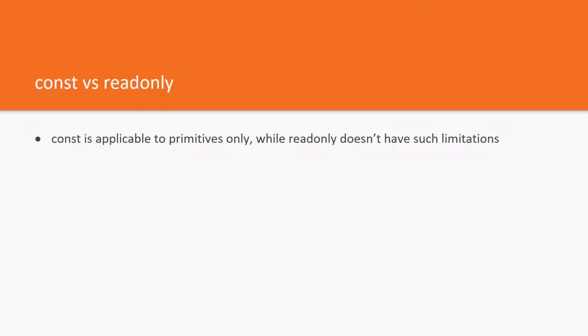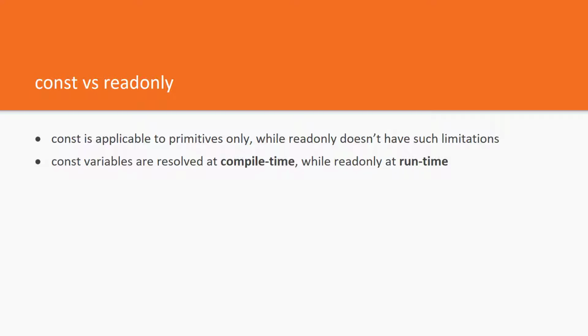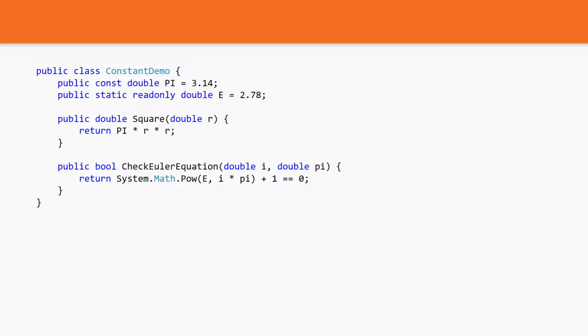However, the internal, so to speak, difference between them is that const variables are resolved at compile time, while read-only are resolved in runtime. This fact determines the most important implications. Look at the following example. The class defines two fields here. The first one is declared as const, and the second one is declared as static read-only. From the API perspectives, these fields are the same.